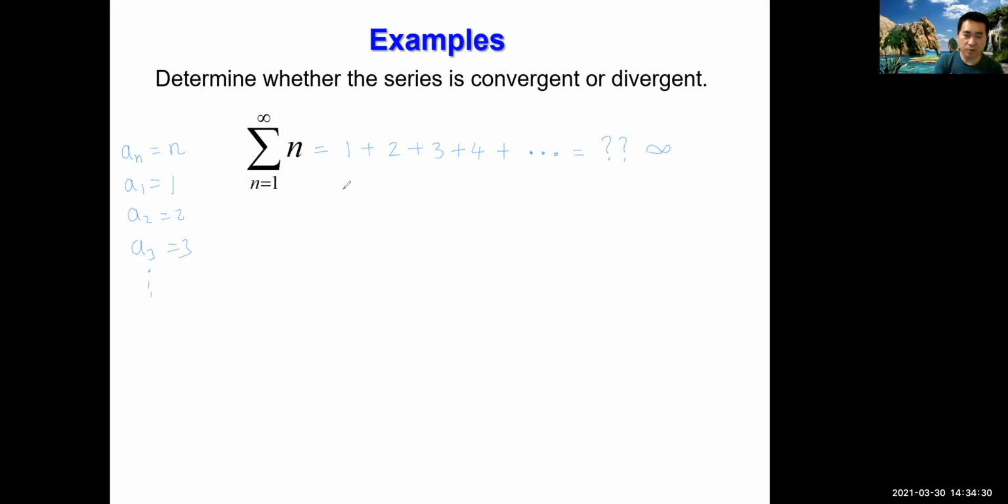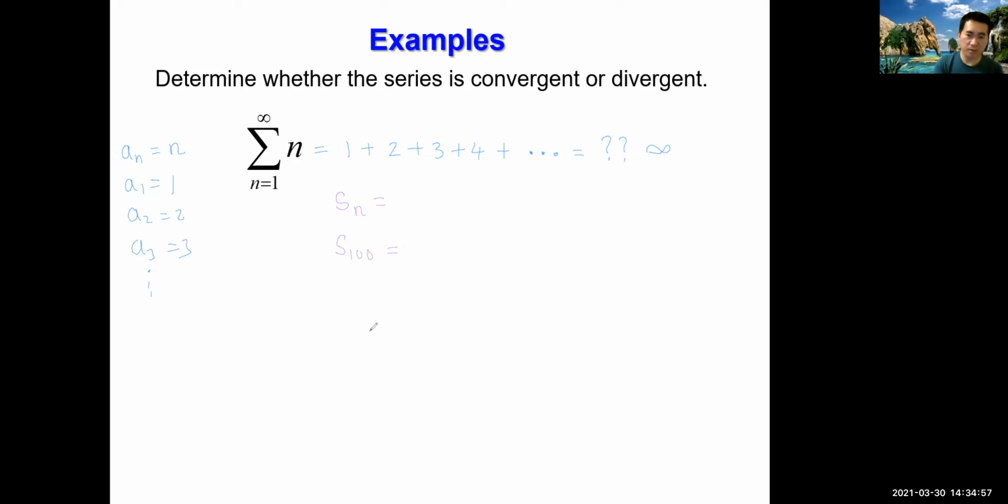So I need to know the formula for the n partial sums. What I mean is, let's say the sum of the first n terms. If I ask you what's the sum of the first 100 terms, can you tell me the answer?